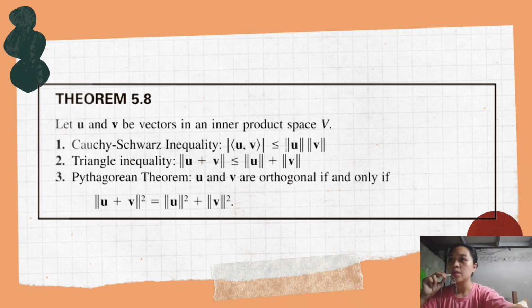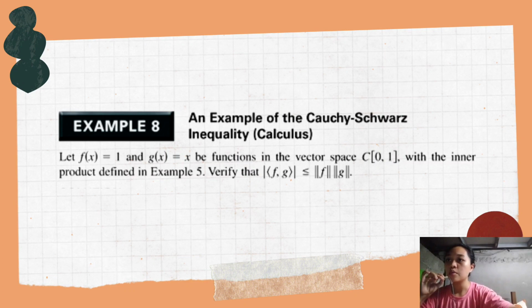We have here theorem 5.8, which is the list of the general inner product space version of the Cauchy-Schwarz inequality, the triangle inequality, and the Pythagorean theorem. The proof of each part of theorem 5.8 parallels the proof of theorems 5.4, 5.5, and 5.6. And now in example 8, we are going to show how to solve the Cauchy-Schwarz inequality.